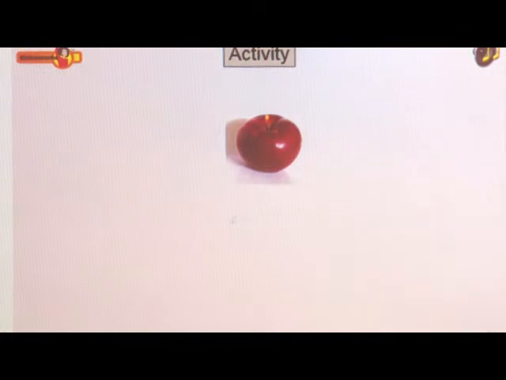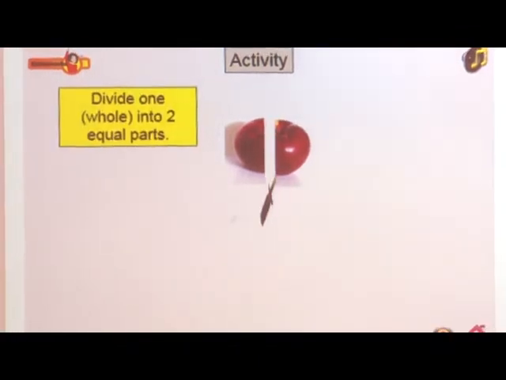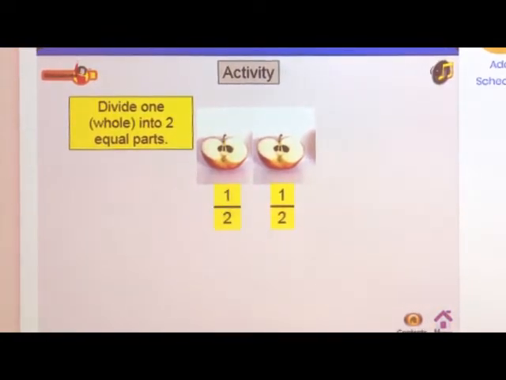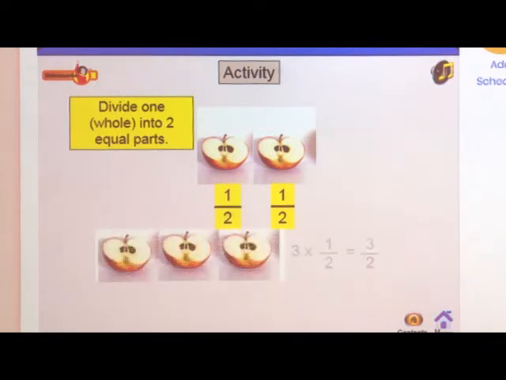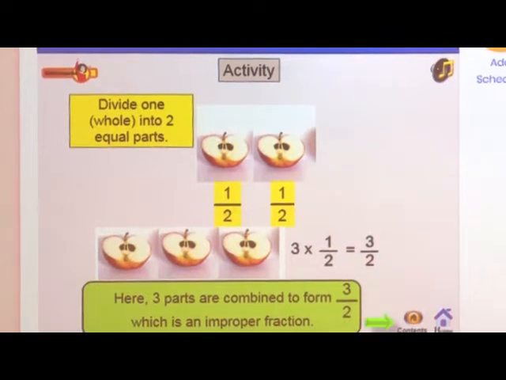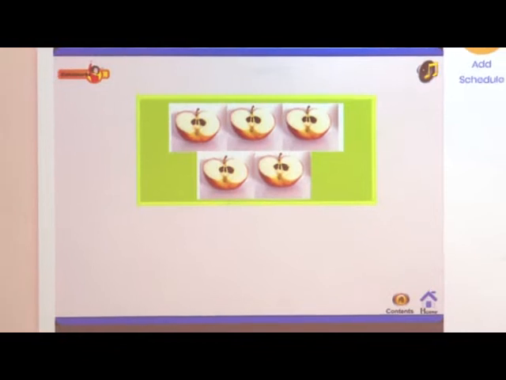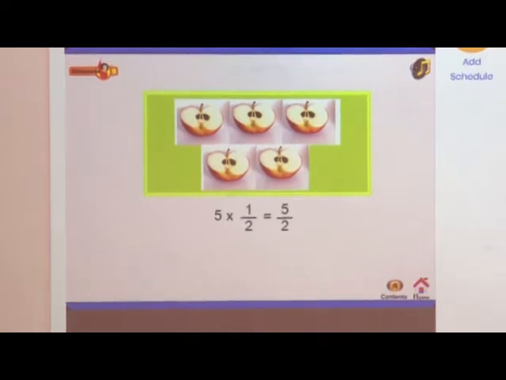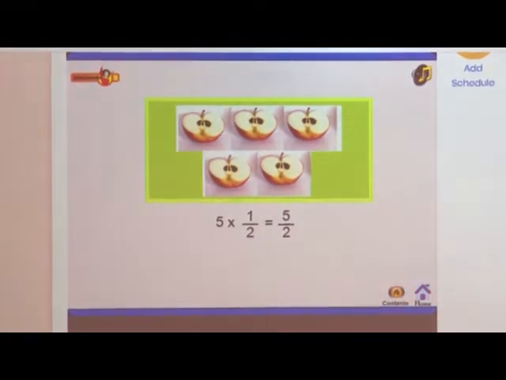Let's do an activity. Divide an apple into 2 equal parts. Each part is half of a whole. Now, if we combine 3 halves, we get the result as 3 by 2, which is an improper fraction. Now, combine 5 half parts. It can be written as 5 multiplied by 1 upon 2, which is equal to 5 by 2.